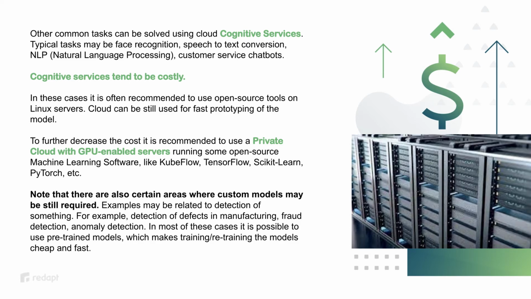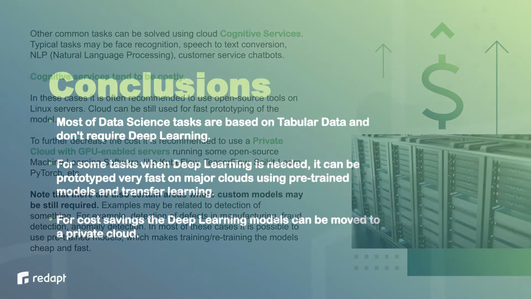Also, there are certain areas where custom models are still required, and you still need to train a custom model maybe from scratch. The examples may be related to detection of something, like, for example, detection of defects in manufacturing, fraud detection, anomaly detection. In most of these cases, it's possible to use pre-trained models, which makes training cheaper and faster, but still you need to train them.